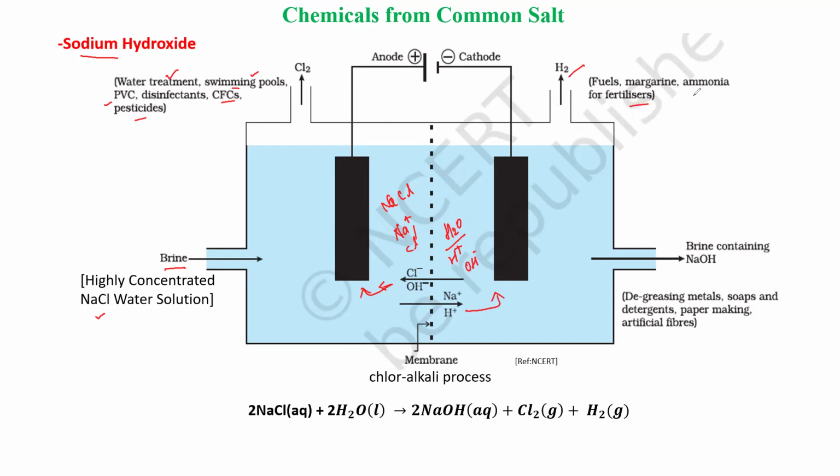So some fertilizers are rich in ammonia. And finally, we are going to obtain here NaOH, that is sodium hydroxide, which is used for degreasing metals, in soap formation, in detergents, in paper making, in artificial fibers. So each and every product that we are obtaining is very, very important. From where? From the common salt, sodium chloride, when it reacts with water. So we have here sodium hydroxide and chlorine gas as well as hydrogen gas.